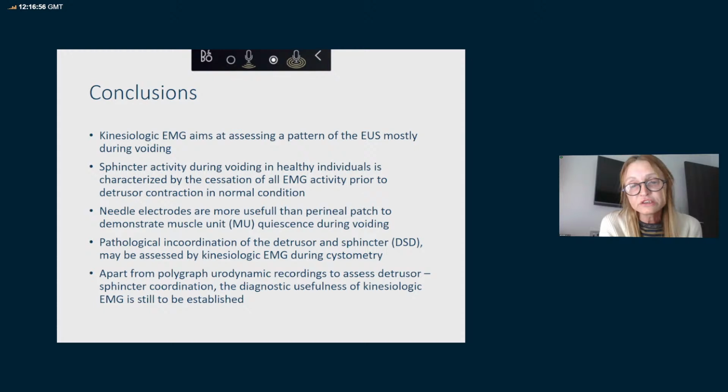Pathologic incoordination of the detrusor and the sphincter, so-called detrusor sphincter dyssynergia, may be assessed by kinesiologic EMG during cystometry, but sometimes you have some artifacts which impair the resolution of the tracing. And apart from polygraph urodynamic recording to assess the detrusor sphincter coordination, the diagnostic usefulness of kinesiologic EMG is still to be established.